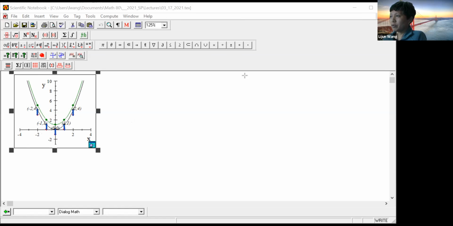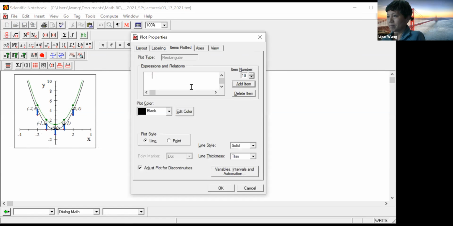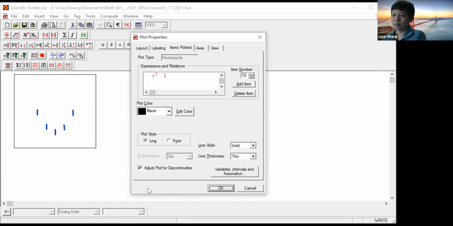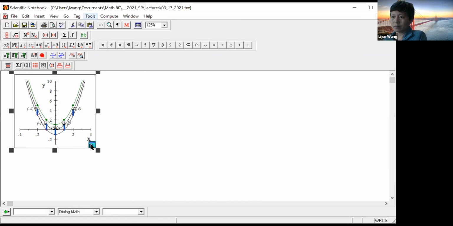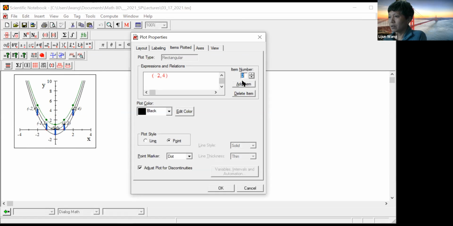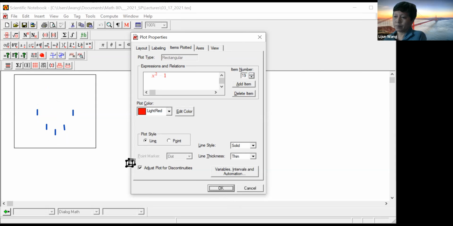If we connect the red dots, which is x squared minus 1, that's what we get. Let me change the color. Oh, sorry, plus 1, minus 1. I'm going to make it red.